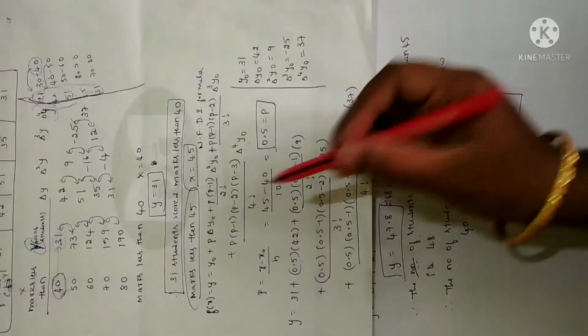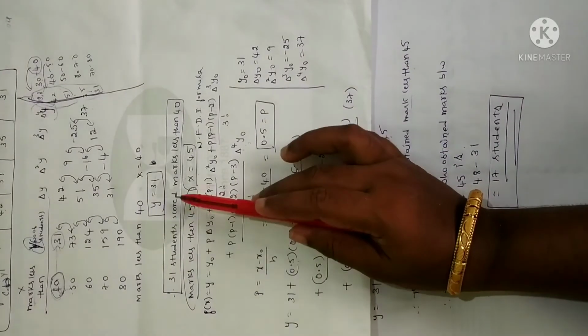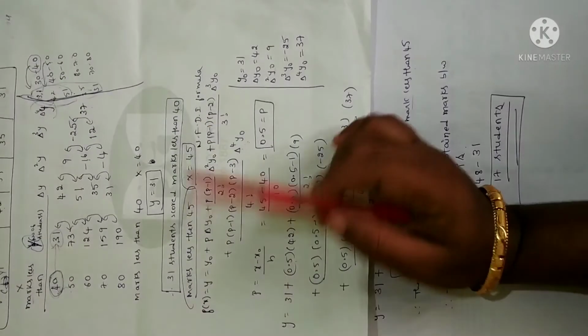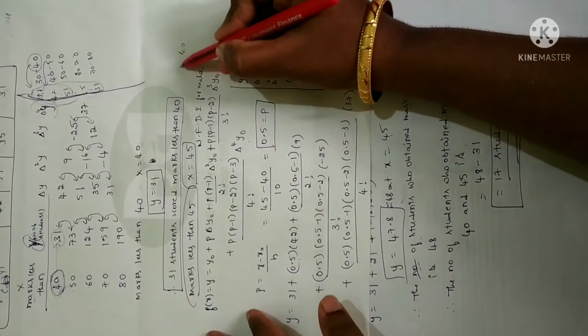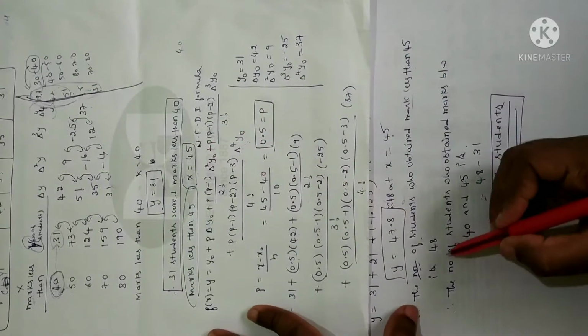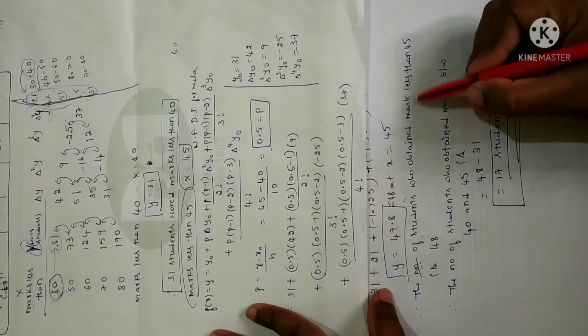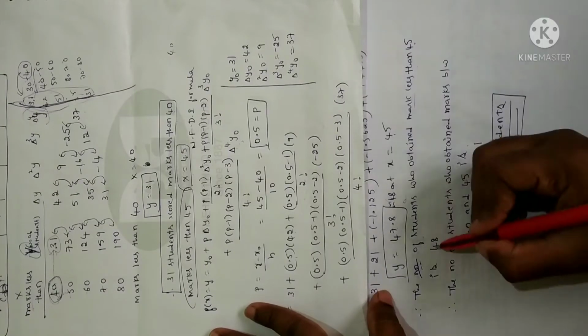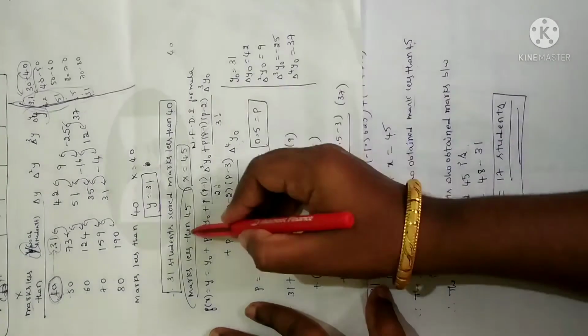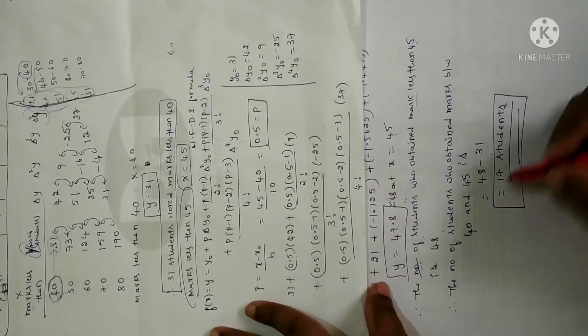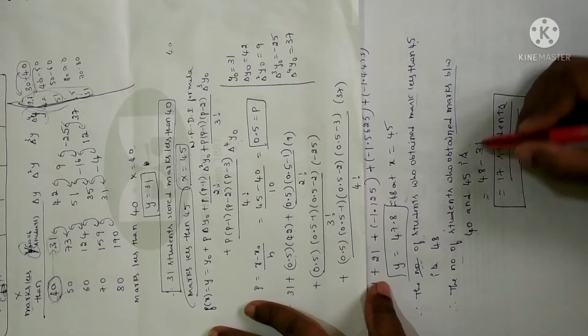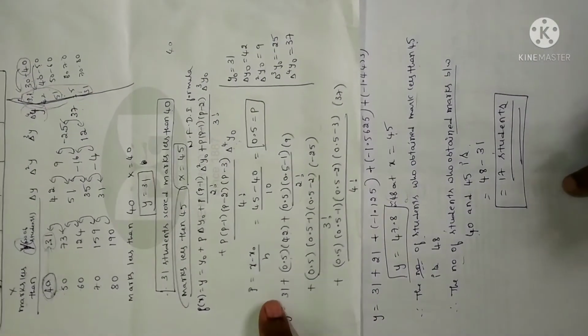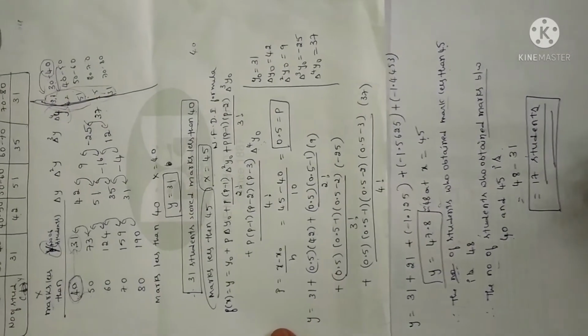Fine. See, I'll just tell you the logic. 31 students score marks less than 40. Less than 40 means below 40, 31 members are there. And the number of students who score marks less than 45. Less than 45 in the sense within 45, 48 members are there. So we need to subtract this value from this to get the number of students who obtained marks between 40 and 45. It is 17 students. Hope it is clear, right? Please try to take running notes.